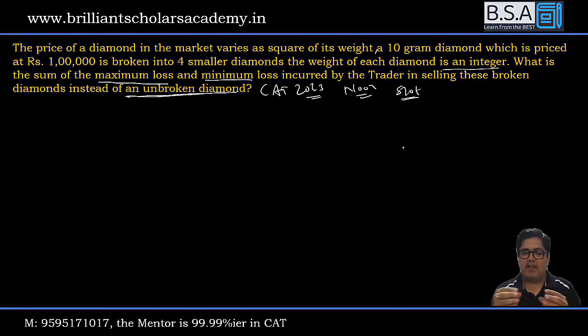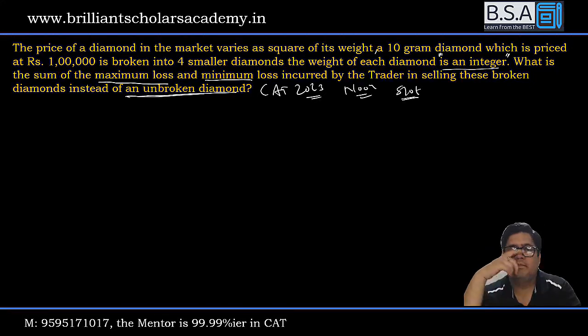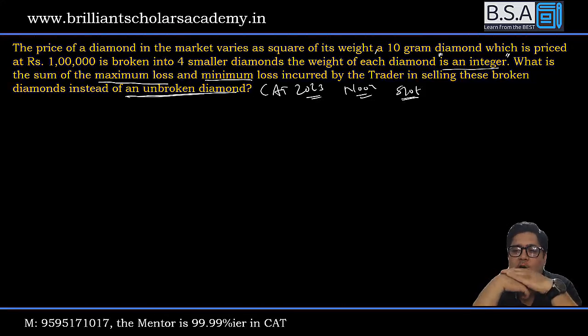If he breaks down a 10-gram diamond into 4 parts, and every part must have what? It must have an integer weight. So what can be maximum loss, minimum loss in selling broken parts? Try.